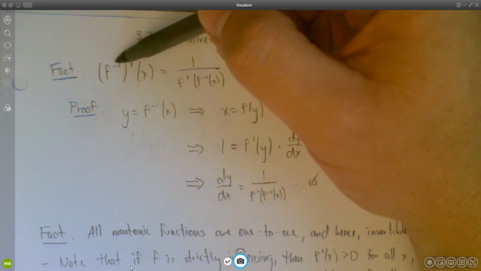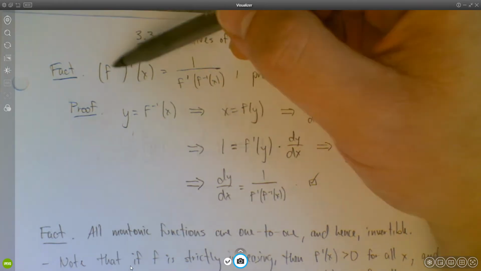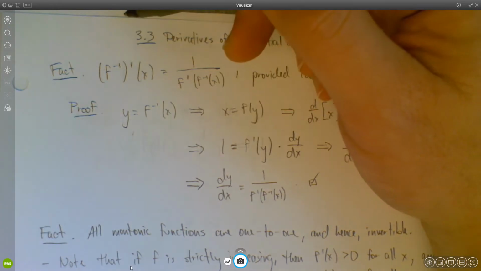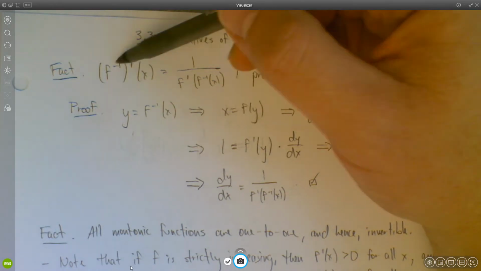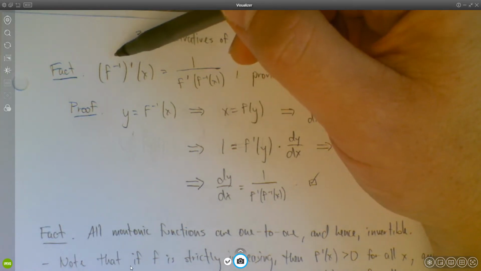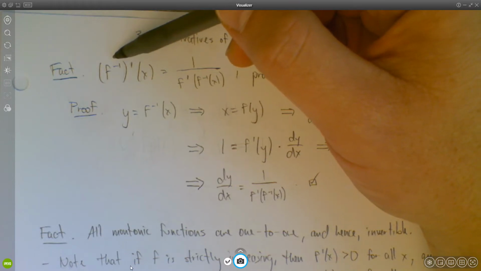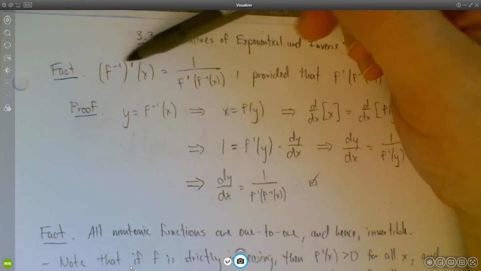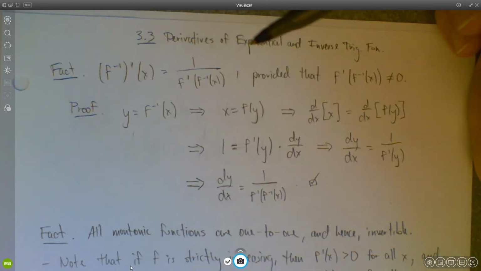first of all, when you see a -1 in the exponent on a function, that doesn't mean f to the -1 power. So it doesn't mean 1 over f. It means f inverse. And f inverse is not necessarily the same as 1 over f, right? But anyway, we're taking f inverse prime of x. That is, we're taking the derivative of f inverse of x.